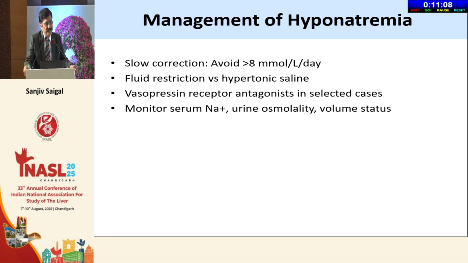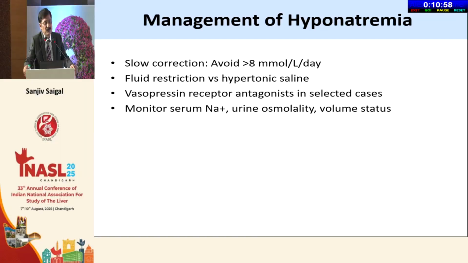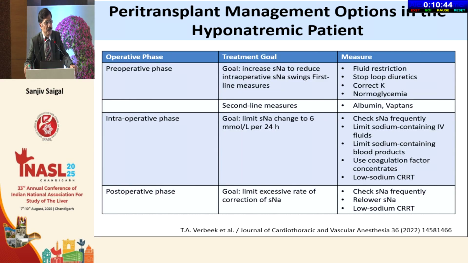So the challenge is if somebody is in your ICU, the sodium is 122 or maybe 118, and everything is set for transplant, he's a very sick patient, you have to take a call, and the next day or two days later is the transplant. What do you do? There are various ways you can handle this hyponatremia. As a policy, it's a slow correction, fluid restriction versus hypertonic saline. You've got Vaptans, and of course, there should be a plan.